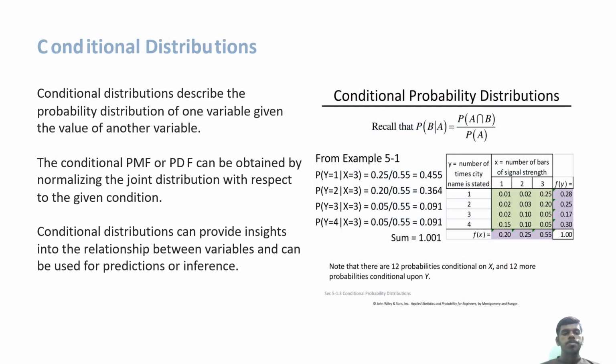Conditional distribution. Conditional distribution describes the probability distribution of one variable given the value of another variable. The conditional probability mass function or probability density function can be obtained by normalizing the joint distribution with respect to the given condition. Conditional distribution can provide insight into the relationship between variables and can be used for prediction or inference.